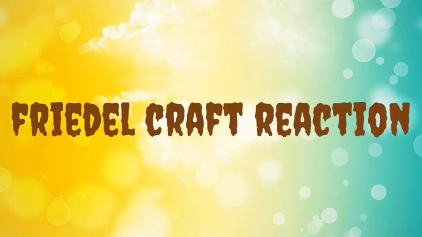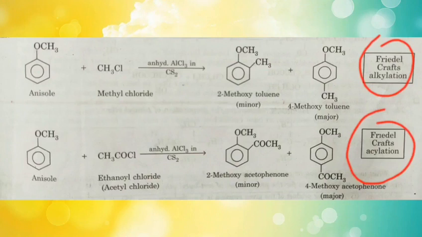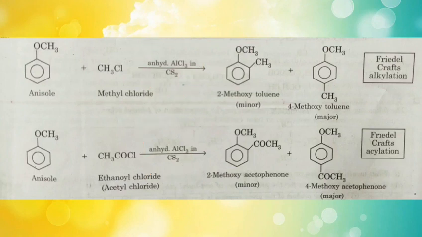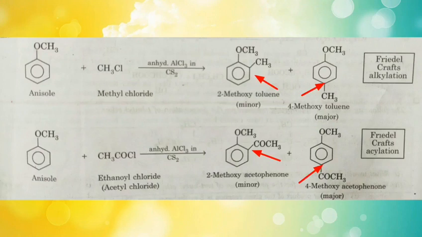Now we will study the most important reaction, the Friedel-Crafts reaction. Anisole undergoes Friedel-Crafts alkylation and acylation reactions in the presence of anhydrous aluminium halide, which is a Lewis acid and also acts as a catalyst, in which alkyl and acyl groups are introduced at ortho and para positions.